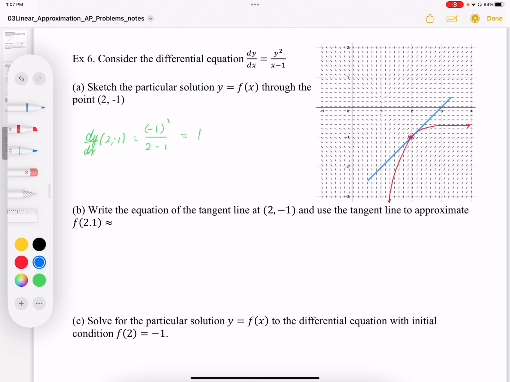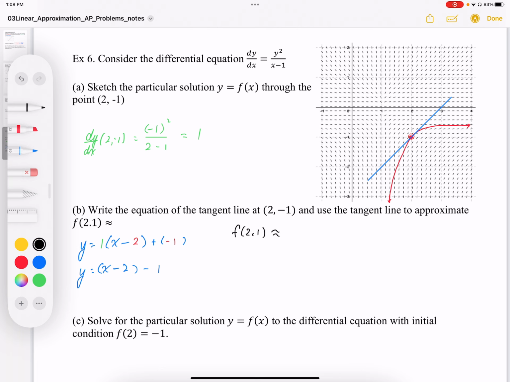So the equation of that tangent line is going to be y equals, I'm going to use a slope of 1, times x minus 2, minus, my coordinate being 2 and -1, my x and y coordinate. So I'm just going to simplify that. y equals x minus 2 minus 1.